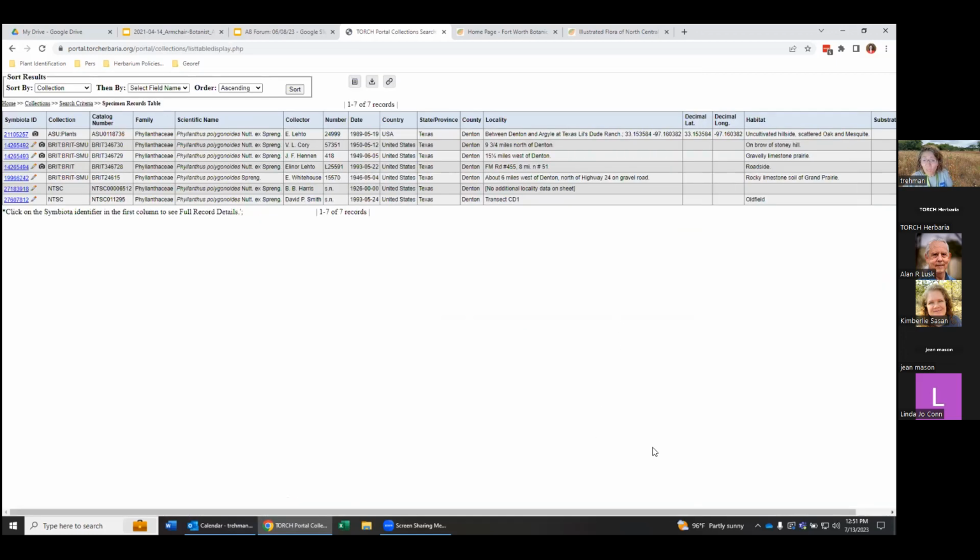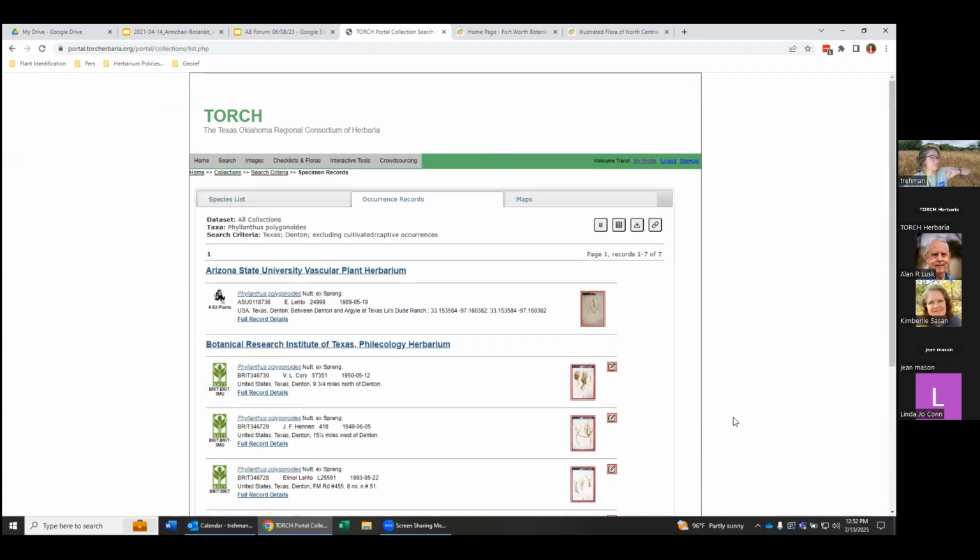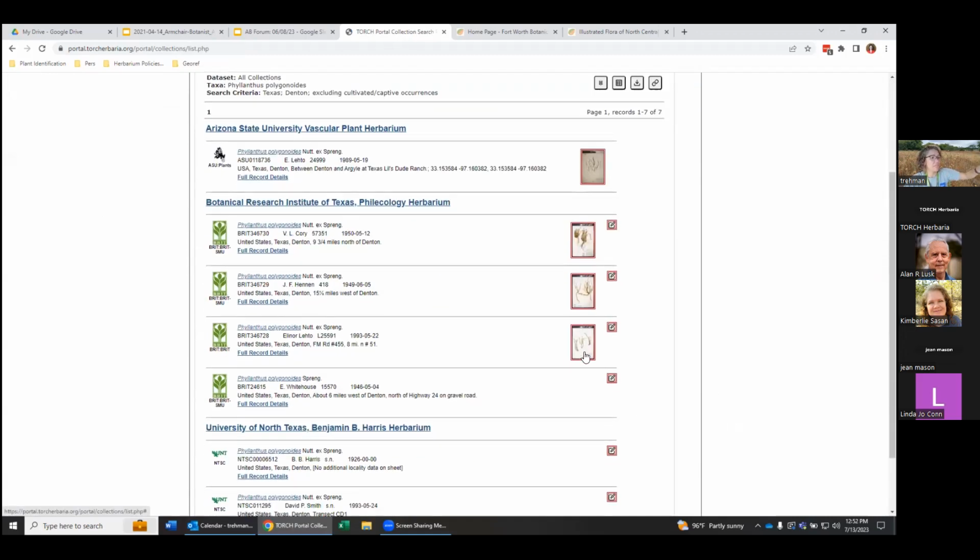If I'm looking at this, even though USDA PLANTS didn't show this species in Denton, I've got these 7 specimens right here that suggest otherwise. So this is another good place to go in and look. And if I go back to the search and do a list display, then I have these plants I can look at. So let's look at this one here.